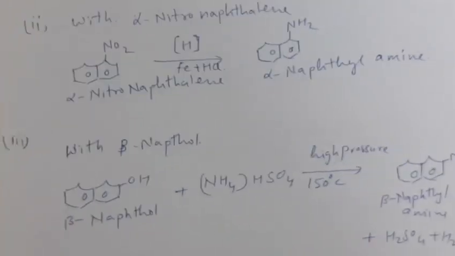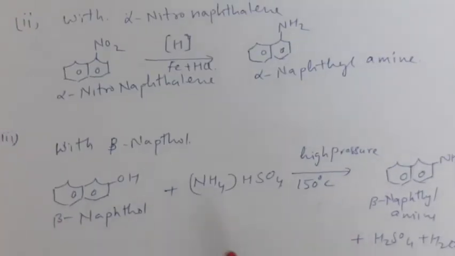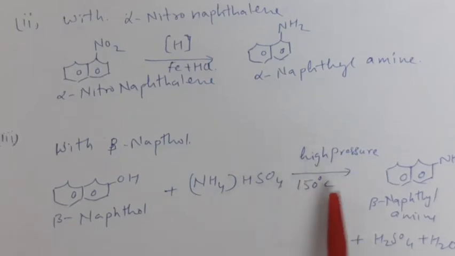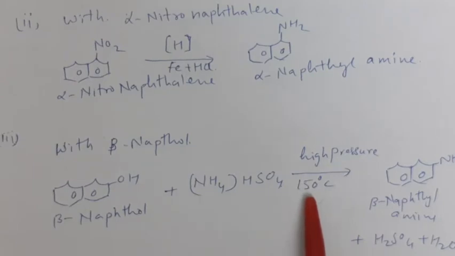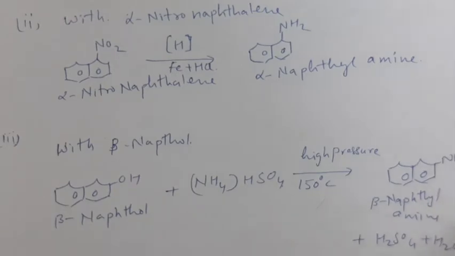With beta naphthol, if beta naphthol reacts with ammonium bisulfite at high pressure and high temperature, that is 150 degrees centigrade, then we get beta naphthylamine. The OH group converts into the NH2 group, and sulfurous acid and H2O are also formed.